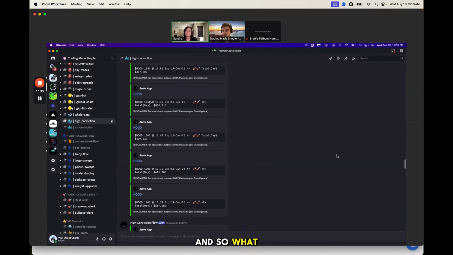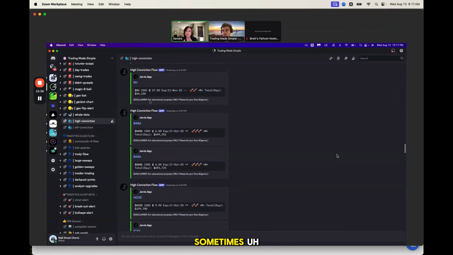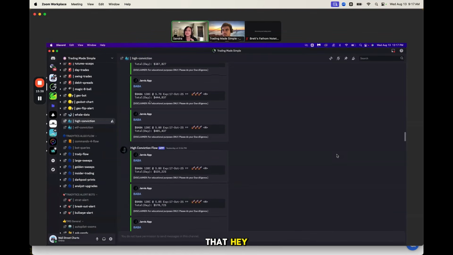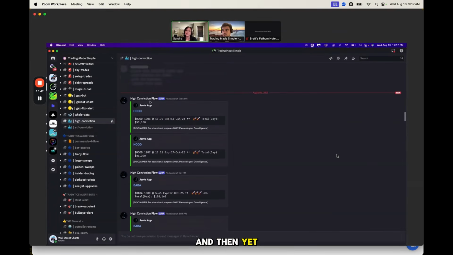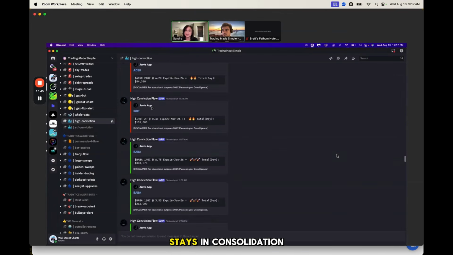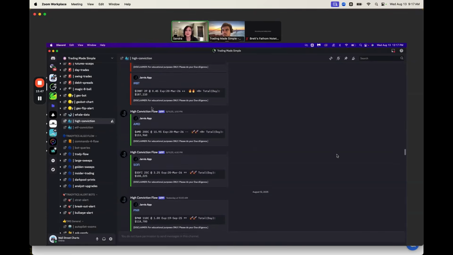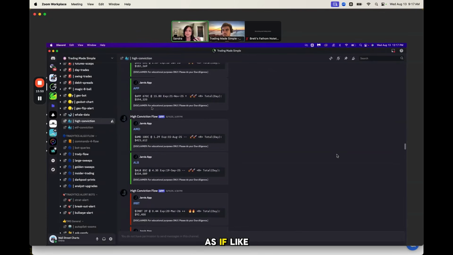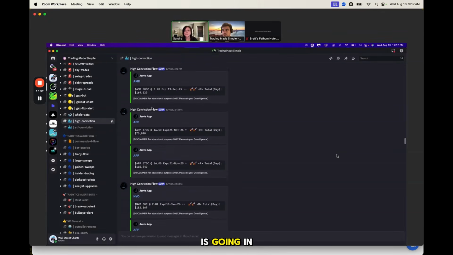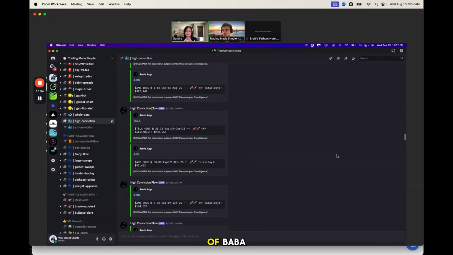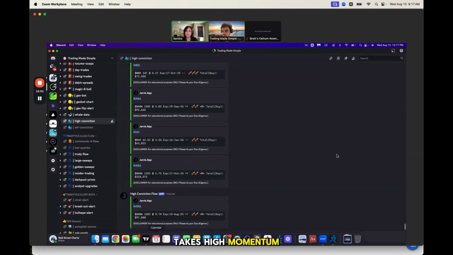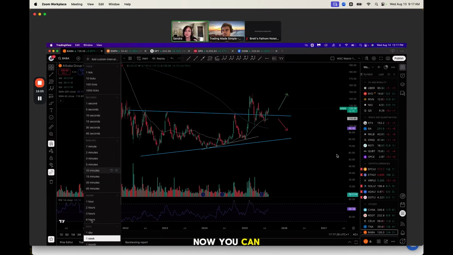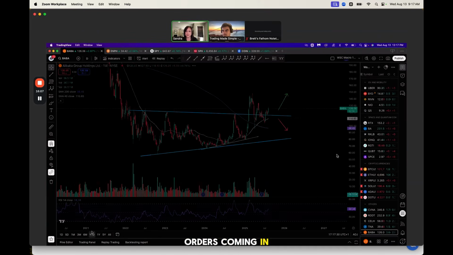And so what this does is sometimes people will complain that, hey, we got this high conviction alert that comes out, and then yet the stock just kind of stays in consolidation for 2 days. But it's almost as if, as that money is going into the coffers of BABA, it really takes high momentum to get that thing going. And as soon as it starts going, now you can see all the orders coming in.